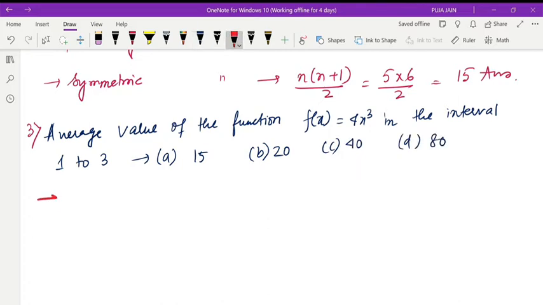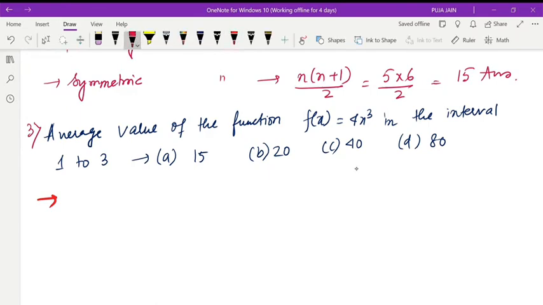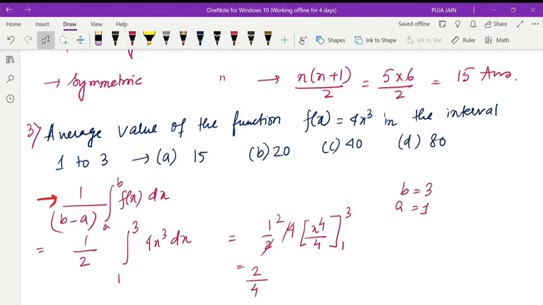How to do it? To find the average value of the function, we will integrate f(x) dx divided by b minus a. b minus a is the interval. Here b is 3 and a is 1. So 1 by b minus a is 1 by 2, and the integral is from 1 to 3 of 4x cubed dx, that is half times 4x cubed. Integration gives x to the 4 by 4, from 1 to 3. This is 2 by 4.